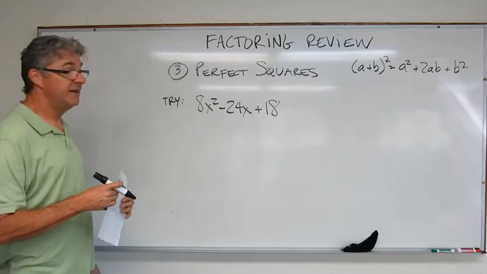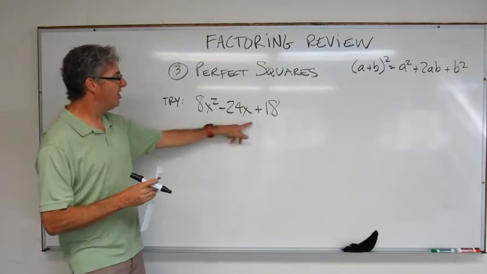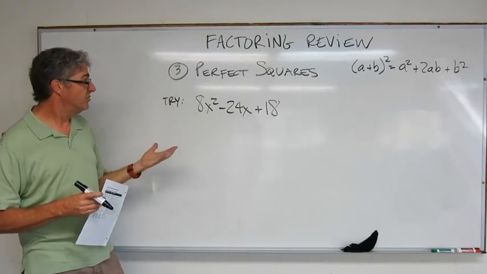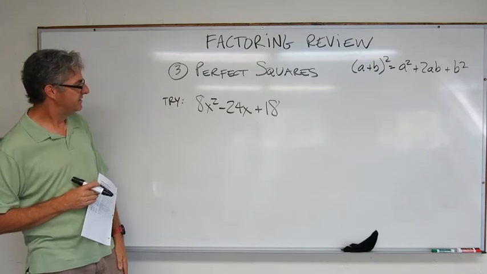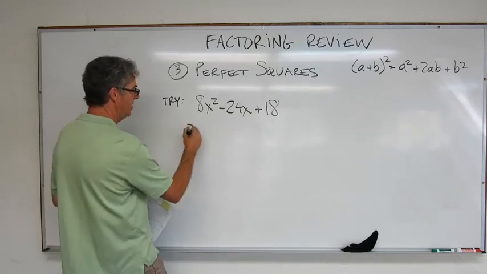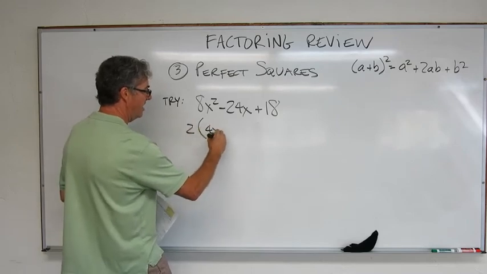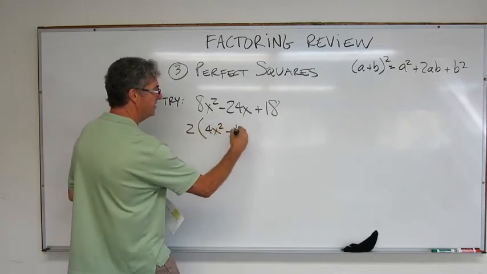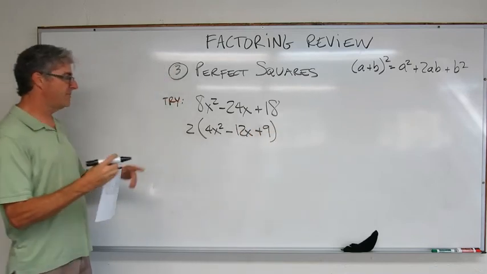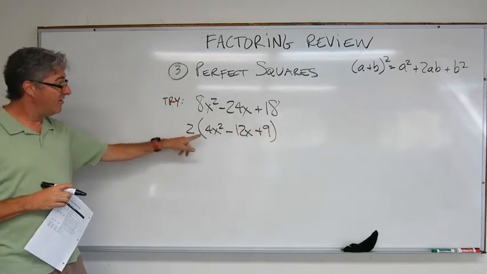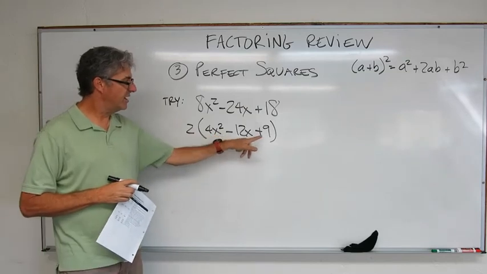Okay, let's do that. And of course there is a GCF. These are all even, so there's at least a 2. And I think that's pretty much it. So I can take out a 2. 2 times 4x squared minus 12x plus 9. So I took out my GCF, and now that can be written as a square, and so can that.